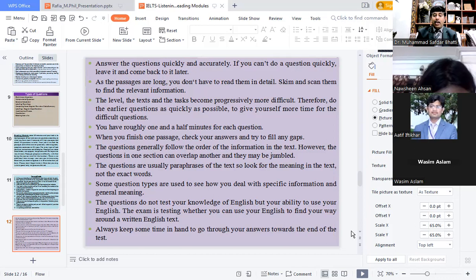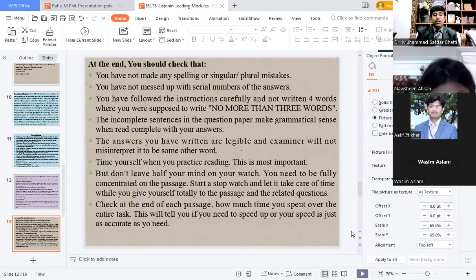Always keep some time in hand to go through your answers towards the end of the test. At the end of this reading module, you should check that you have not made any spelling or singular plural mistakes. You have not messed up the serial numbers of the answers, and you have followed the instructions carefully and not written 4 words where you were supposed to write no more than 3 words. The incomplete sentences in the question paper make grammatical sense when read complete with your answers. The answers you have written are legible and the examiner will not misinterpret them to be some other word.